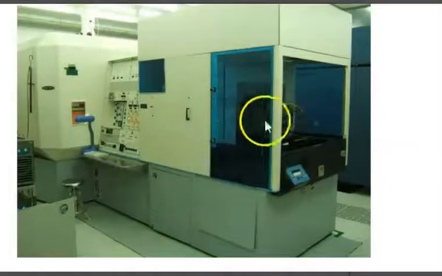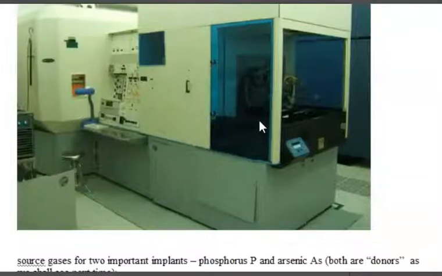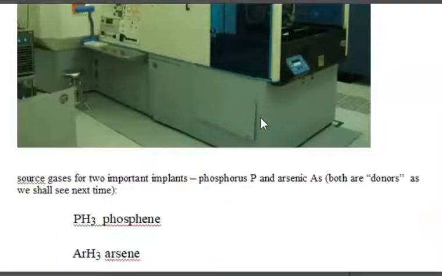Okay, so if we go back to the source, this is where we put the stuff that's going to be implanted. And I'd just like to take a look at two of the materials that we implant, phosphorus and arsenic. They're both donors. And phosphorus is PH3, phosphine, and arsenic is in the form of arsine, AsH3, arsenic trihydrogen. They're both gases. They're both horrible.